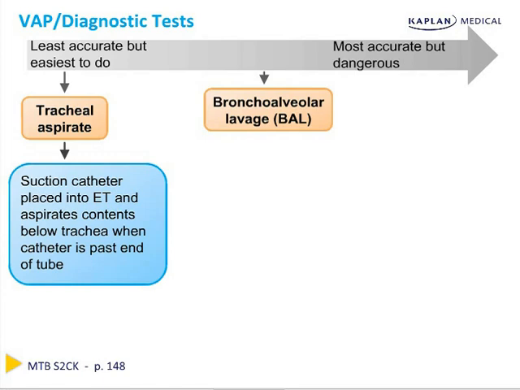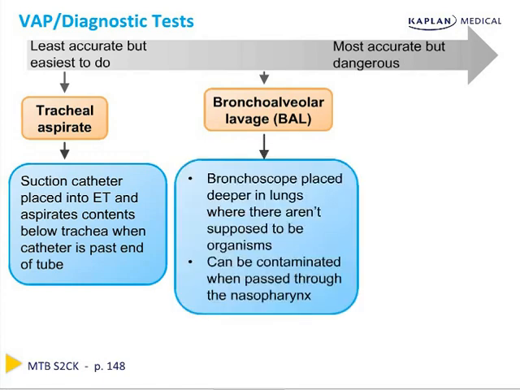Next, we have bronchoalveolar lavage, which requires bronchoscopy. The bronchoscope is placed deeper in the lungs where there are not supposed to be organisms. You're therefore going deeper than the ET tube goes. However, you can still contaminate the bronchoscope when you're passing it through the nasopharynx.